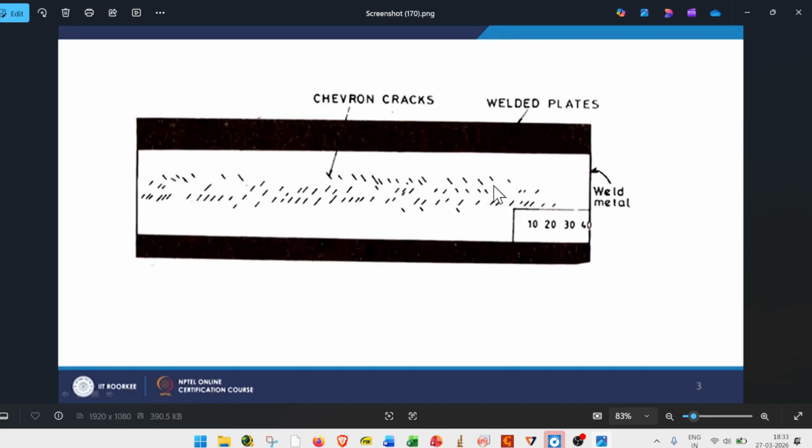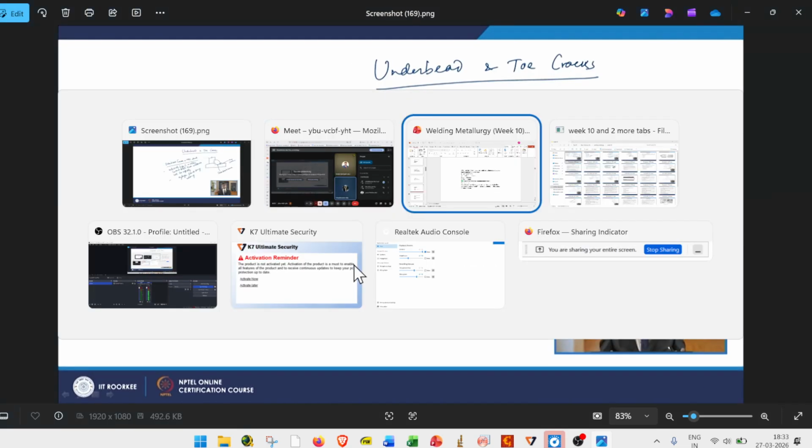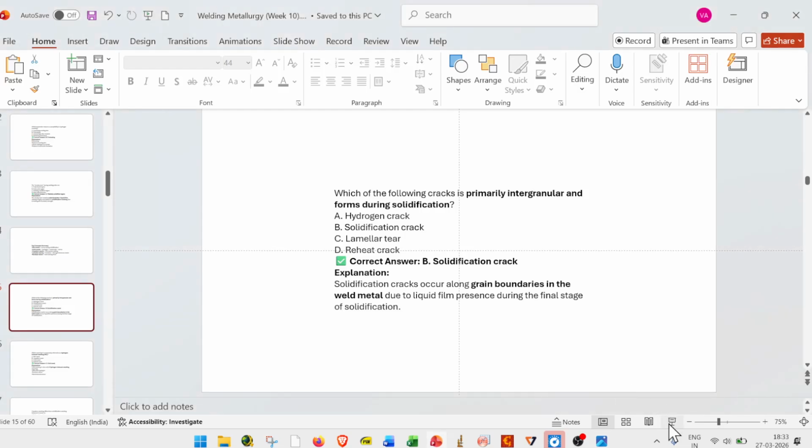So these are the chevron cracks, which we will see later. Okay, now we will see some problems.